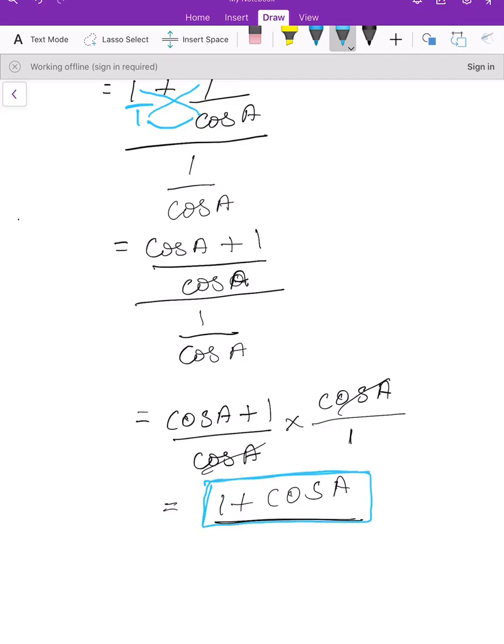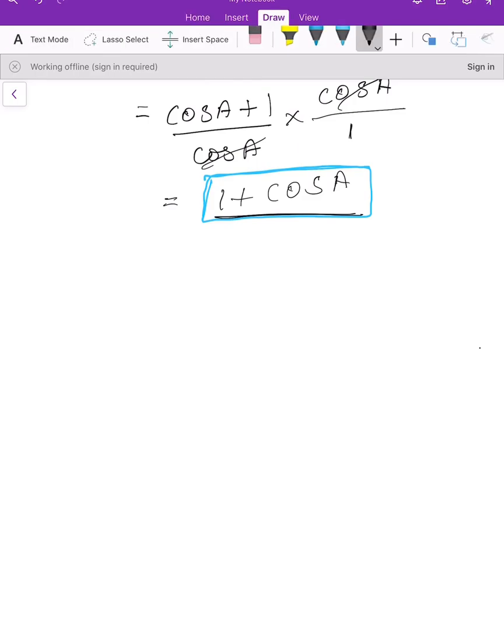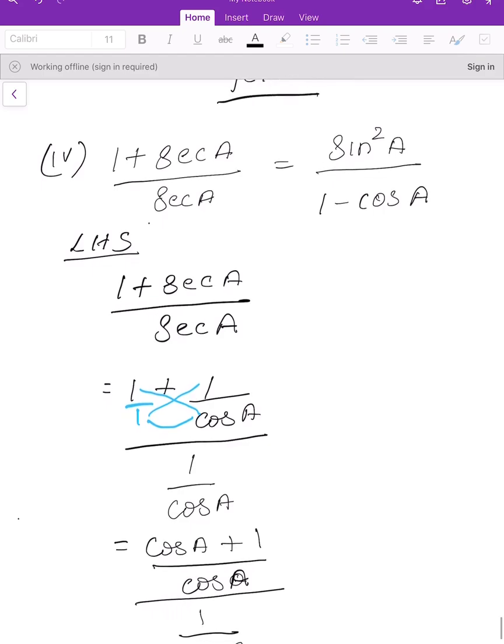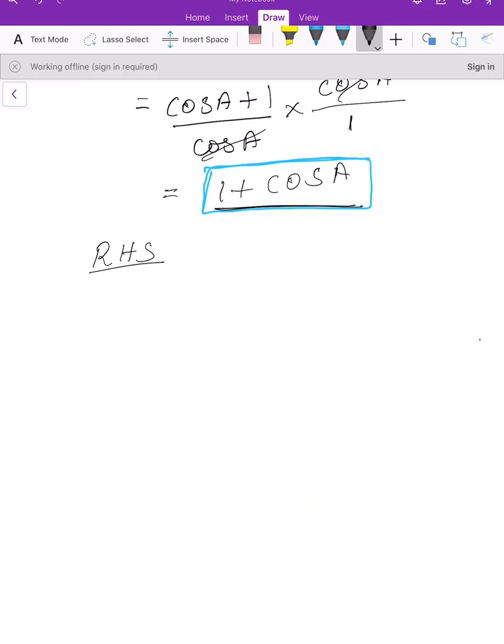This is not my right hand side. In this case, I'll try to take the right hand side and show that it is also equal to 1 plus cos A. My left hand side has become 1 plus cos A. I'll try to show my right hand side is also that. The right hand side is sine square A by 1 minus cos A. So I'm writing it here again. Sine square A by 1 minus cos A.